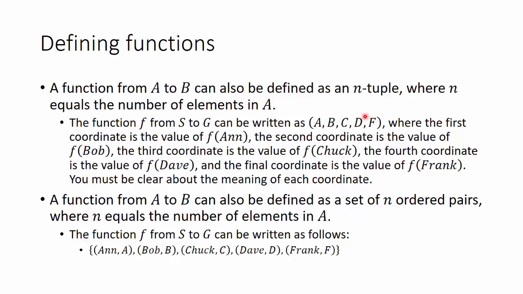And in this 5-tuple, we have to say what the coordinates mean. So in this 5-tuple, the first coordinate is the value of f of Ann. The second coordinate is the value of f of Bob. The third coordinate is the value of f of Chuck. The fourth coordinate is the value of f of Dave. And the final coordinate is the value of f of Frank.